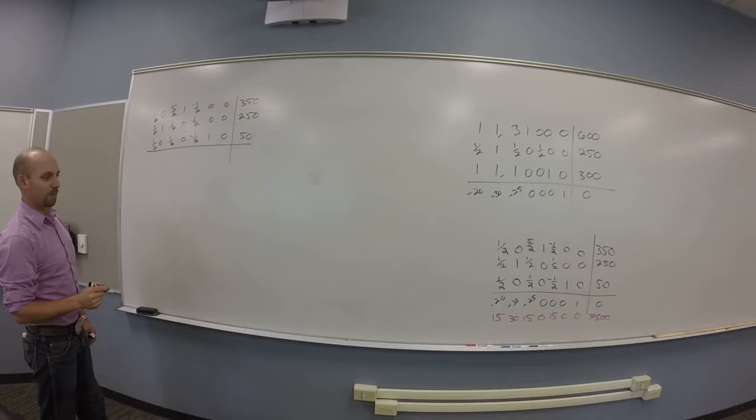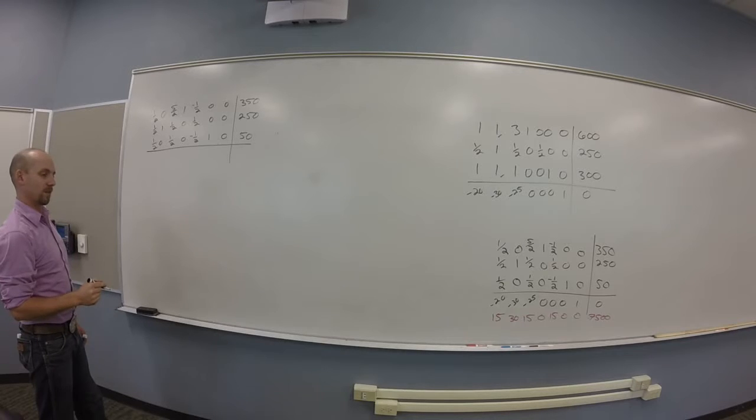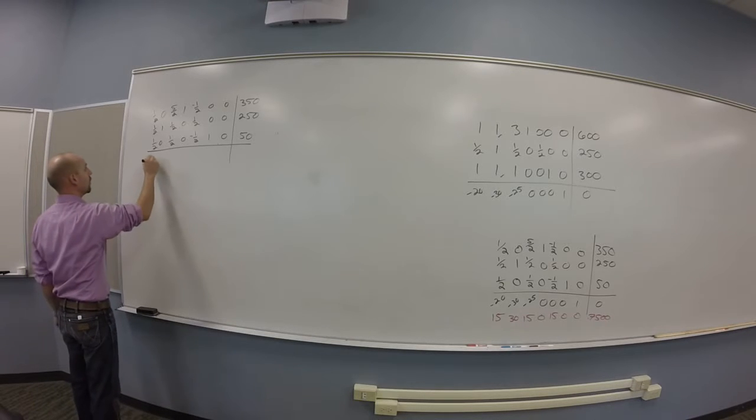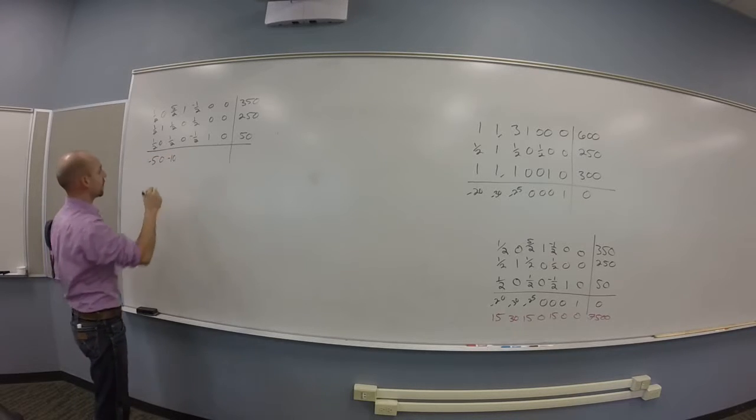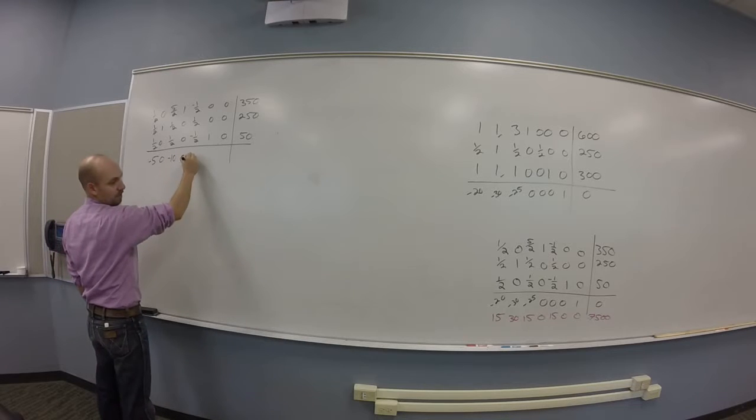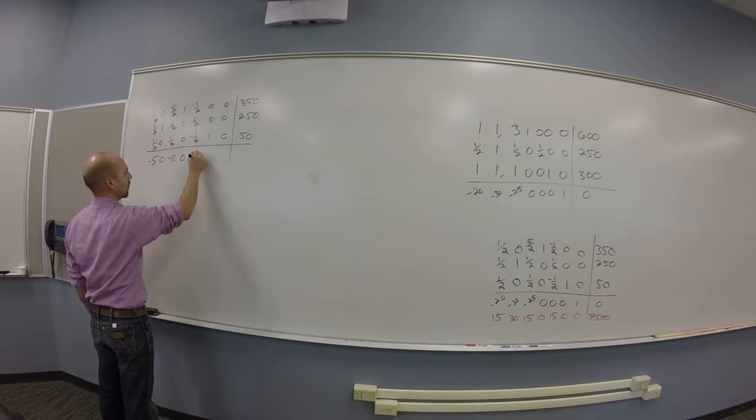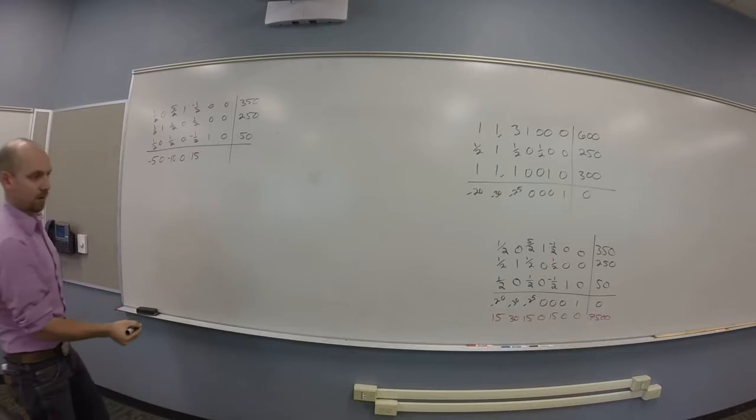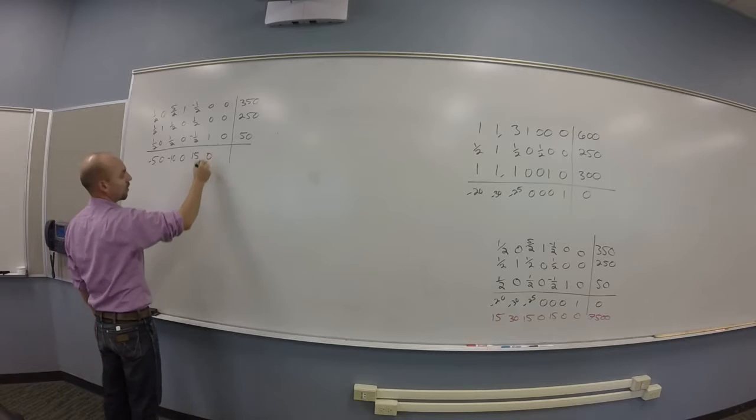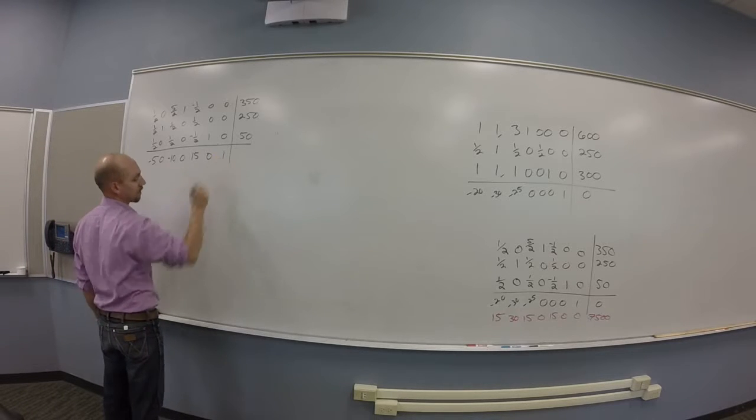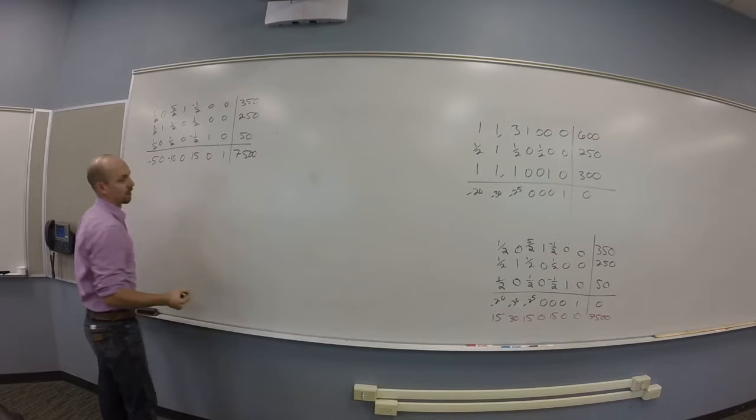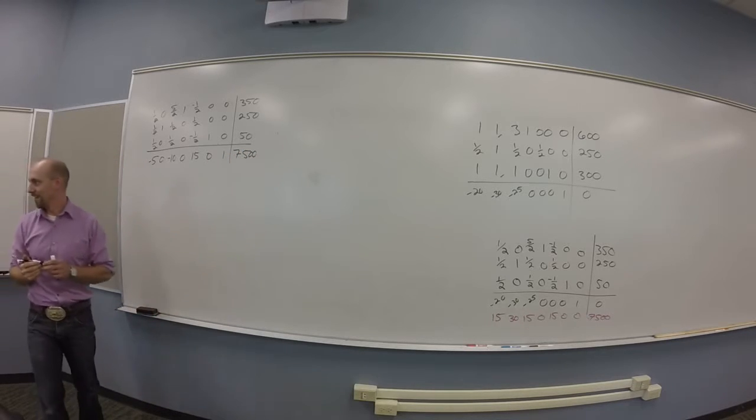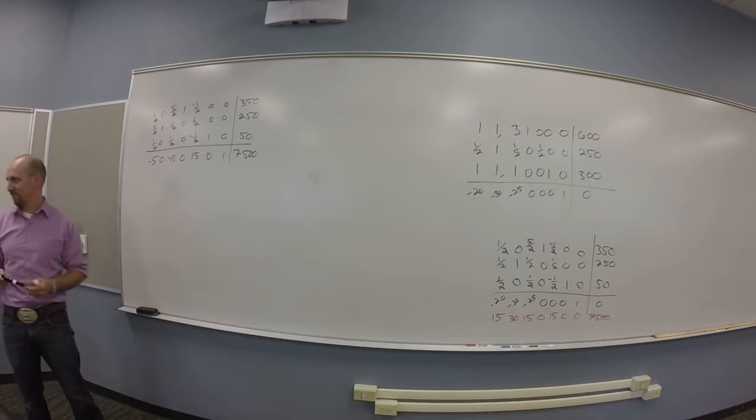And what else at the bottom here? Negative 5, 0. Negative 5, 0. Negative 10. 0, 15. No, I'm sorry, negative 15. No. 15. Yeah. And 0, 1. 7,500. Got that one right? Yeah. Yes! Arithmetic for the win.